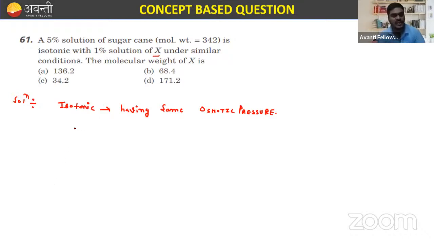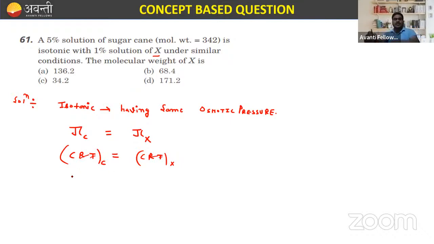It means the osmotic pressure of the 5% cane sugar solution is equal to the osmotic pressure of this compound X. Under similar conditions, you have to calculate the molecular weight of X. So how will you calculate, beta? We already know that pi is equal to CRT. This is also equal to CRT, this for X and this for C, cane sugar. Now here R and T are the same, so R and T cancel out each other.